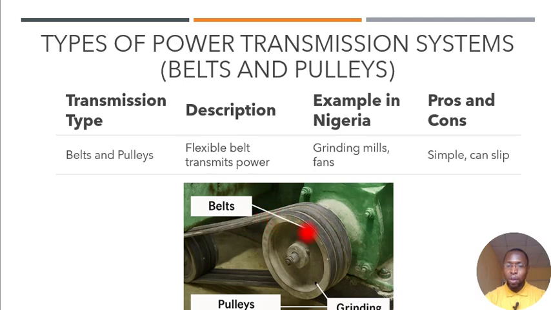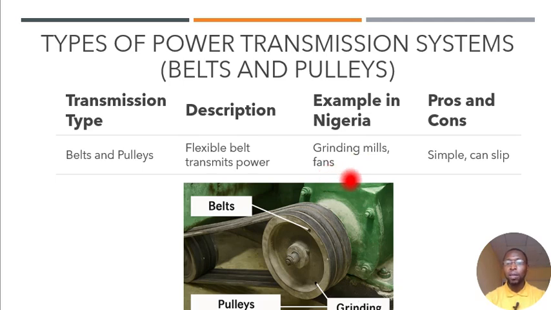For belt and pulleys, you can see the belt here, and then there's the pulley. The pulley is the object around which the belt is wound. Now, how does it transmit power? As the pulley is rotating, the belt transmits power from the bigger pulley to the smaller pulley, or from the smaller pulley to the bigger pulley. In many cases, it is used in grinding mills as well, and also in electrical fans.